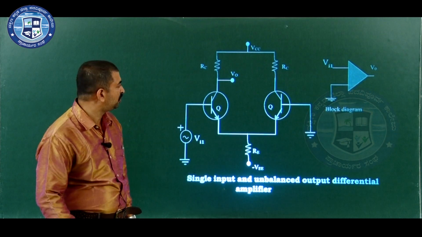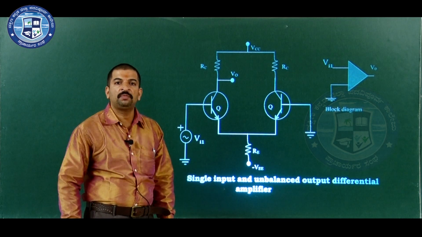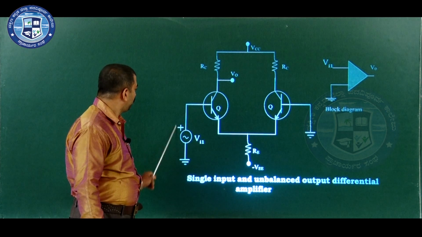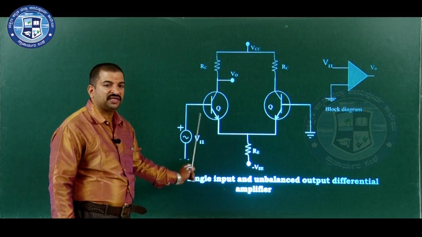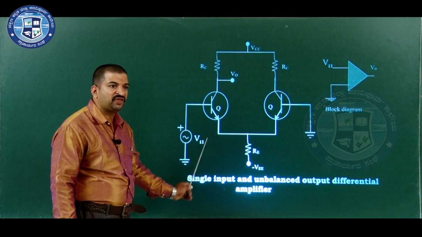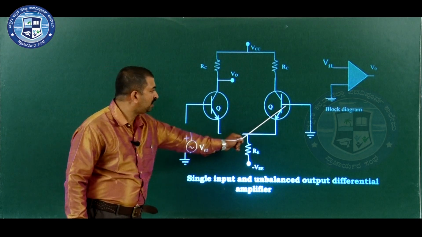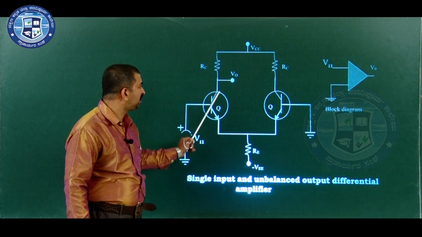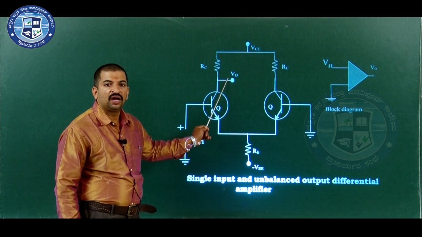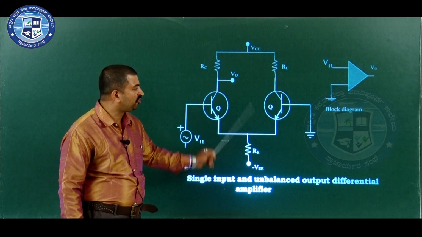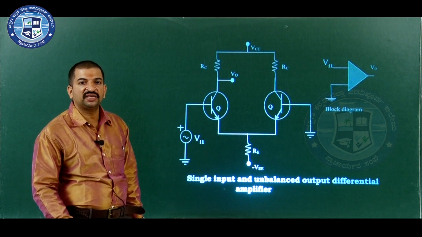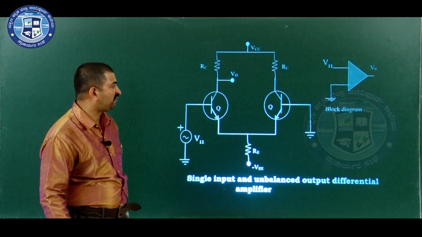Let us study the circuit diagram of the single input unbalanced output differential amplifier. Here the input signal is applied to only one of the input terminals. The other input terminal is connected to the ground. The output signal is measured across one of the output terminals with respect to the ground. So, the name single input unbalanced output differential amplifier.